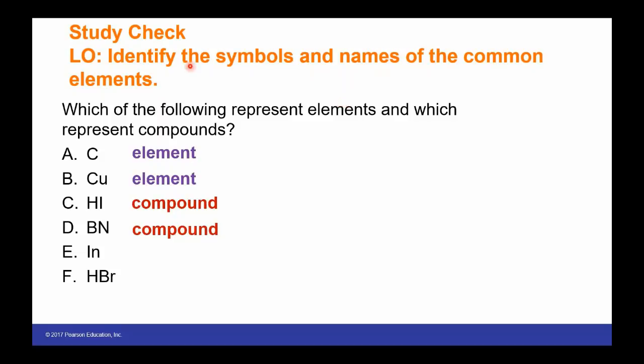So HI is hydrogen iodide. BN is boron nitride. What is In? In we can find on our periodic table, and that is indium. What about the very last one? Capital H, capital Br. Well, I know that capital H is hydrogen, and then I've got another symbol with a capital letter and a lowercase letter. Well, that must be bromine. So this has got to be a compound, and then this is hydrobromic acid, actually.